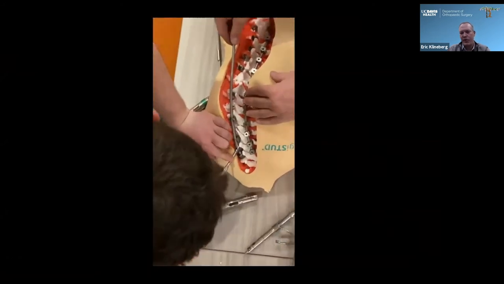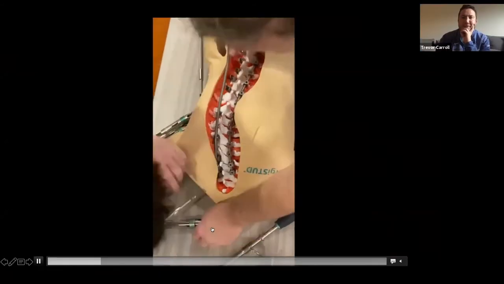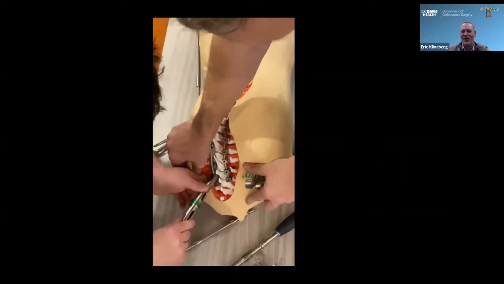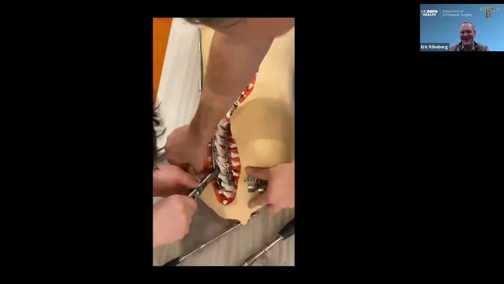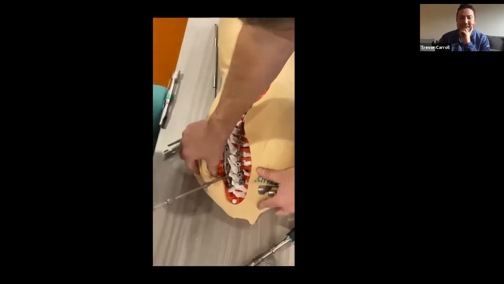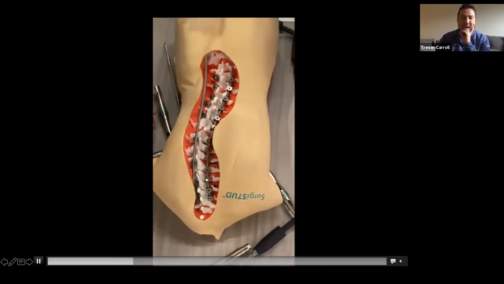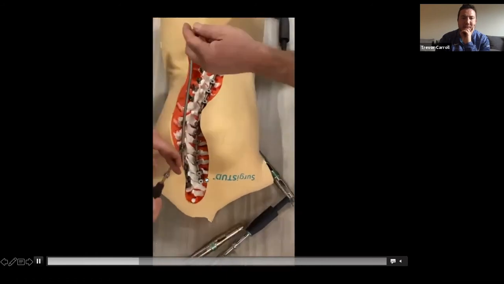Trevor, why don't you talk through putting the right rod in? Right rod's a lot easier to put in than the left rod. You can use both hard. They're both hard. Don't undersell it. But you can use the naked screwdriver is what we call it. You don't need the reduction towers as much on the right side.